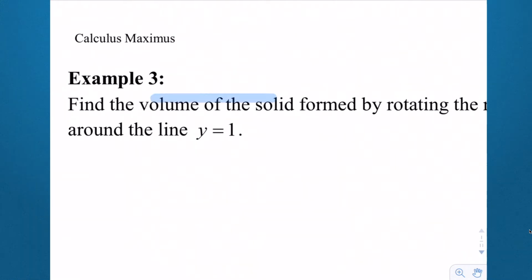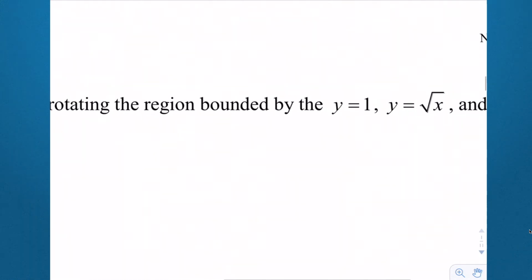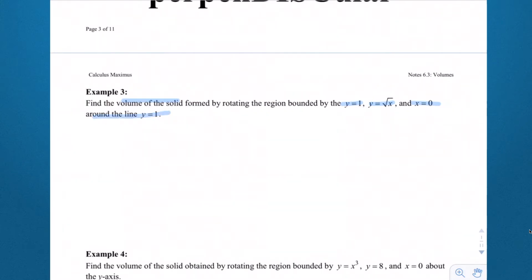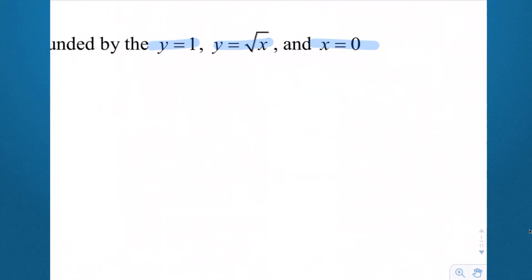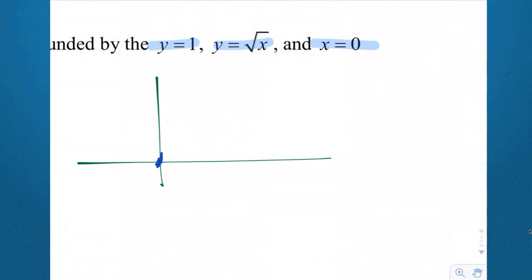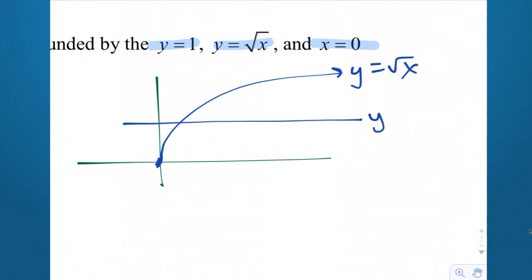Find the volume of the solid formed by rotating the region bounded by y equals 1, square root of x, and x equals 0 around the line y equals 1. Ooh, okay, a little more interesting. Step 1, identify the region. So we still have our old friend square root of x, but now we have a new friend y equals 1, which is this guy here, and x equals 0, which is the y-axis.